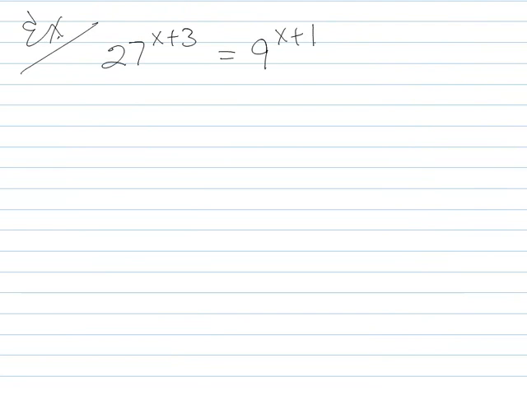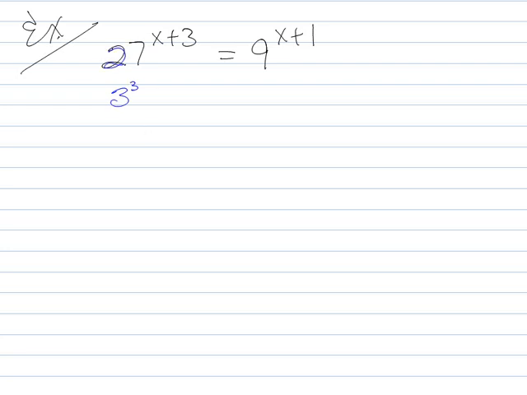So you're like, well, this isn't the same base. I mean, I can't say 9 to the what is 27. I don't know how to write that. Well, you can't write either of these in terms of each other, but you can write them in terms of something they have in common. So think about it. What do 27 and 9 have in common? They have a base of what in common? A base 3, right?